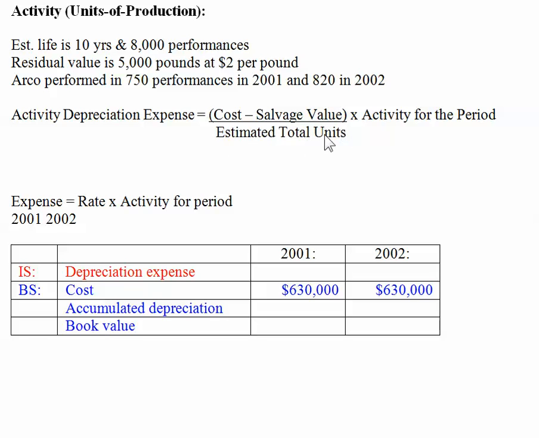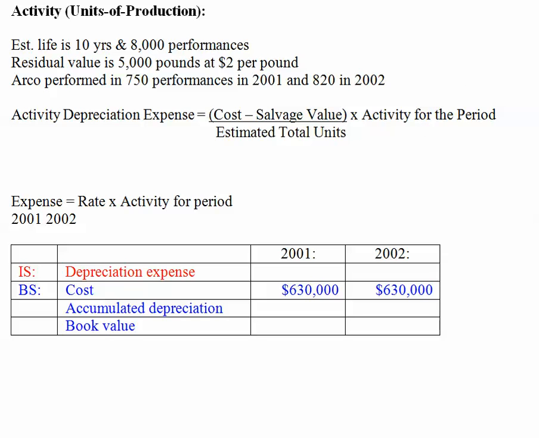Now, units can be performances, like in this example, or if it was a truck, it would probably be miles, so you can use different units. Whatever makes the most sense for the asset is what you'll use. Well, this is a rate that you get, and we're going to use that rate every year to figure out the amount to expense. So once you get that rate, you multiply it by the amount of use for that period.